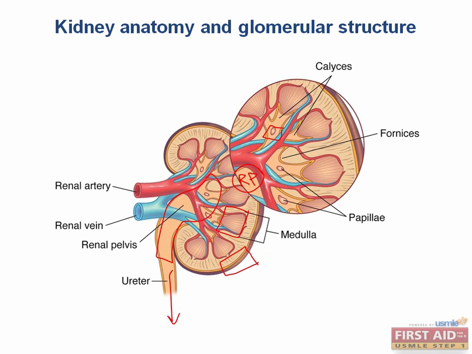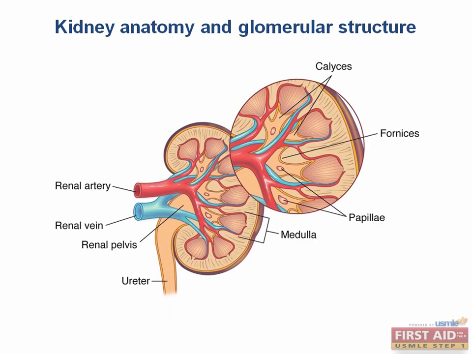Finally, the bladder drains into the urethra, which has two sphincters, an internal and an external sphincter. Now, which sphincter do you think is under voluntary or somatic control? Well, that's the external sphincter. The internal sphincter is under involuntary or autonomic control.